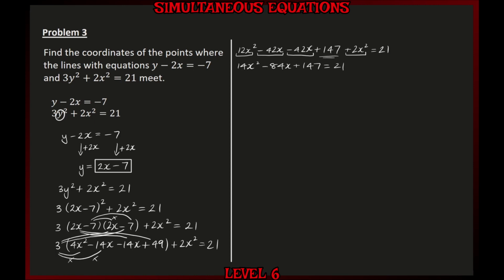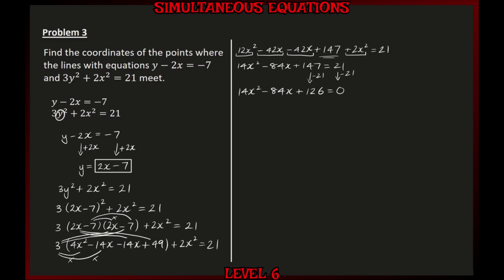To solve this quadratic, we need to make the right side equal to 0. So we can do this by subtracting 21 from the right and doing the same on the left. And the quadratic then becomes 14x squared minus 84x plus, and 147 minus 21 is 126. And that's now equal to 0.